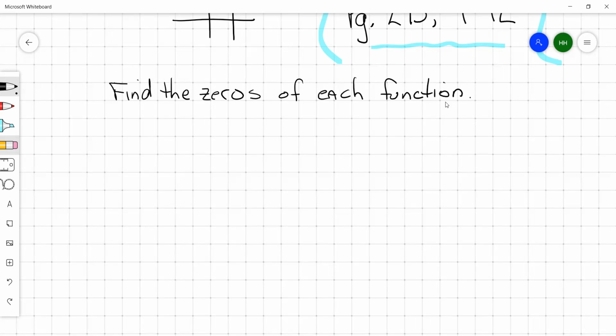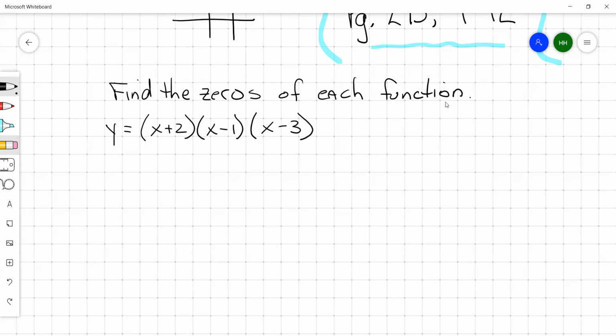Now, yesterday you had to write the function in factored form. Today, you're going to be given the function in factored form. So if you're asked to find the zeros of each function and you've got y is equal to x plus 2 times x minus 1 times x minus 3. In order to find the zero of a function, you set each factor of the function equal to 0.